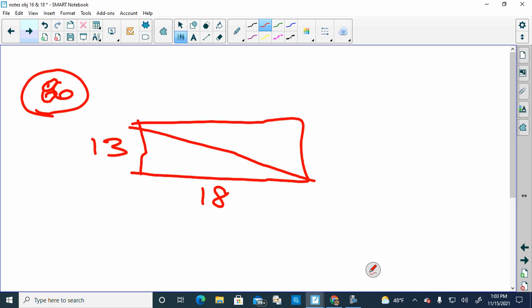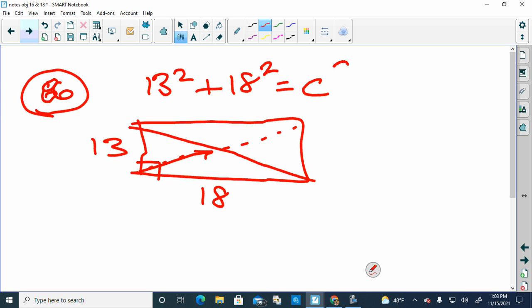Okay, so we're finding what letter? C, because the diagonal is going to be the one that is opposite, regardless if you came this way or went the other way. This is still opposite of the right angle. Okay, so here's your right angle on a rectangle, so that's your C. So you're going to square 13, square 18, because we're trying to find out what the diagonal is. Okay?